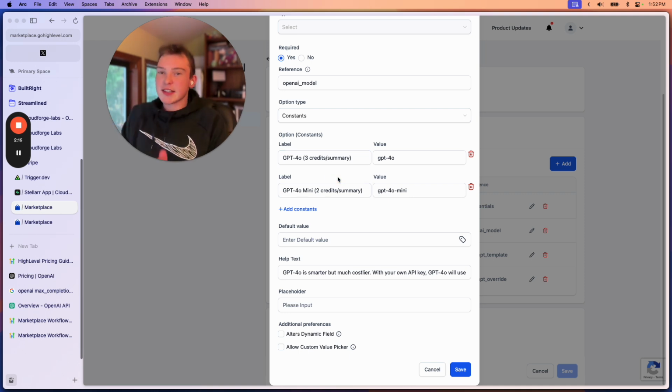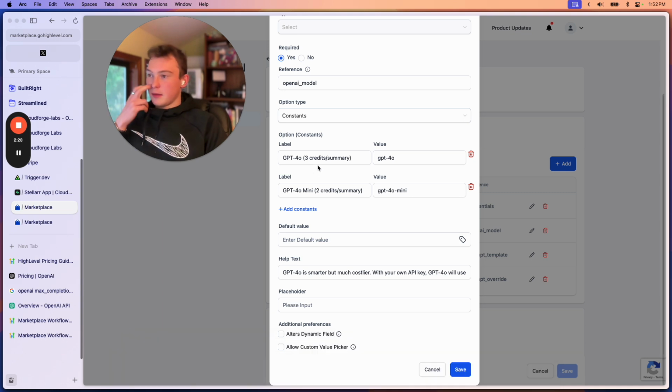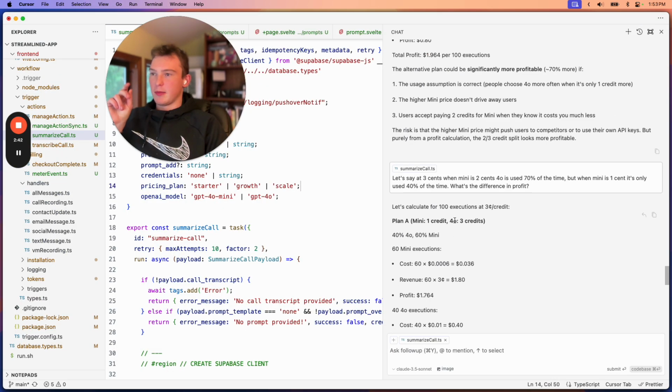But I think it's actually better to have GPT 4.0 cost 3 credits per summary, and mini cost 2 credits per summary. And that's because my assumption here is that if the cost of mini is only slightly lower than the cost of 4.0, more people will choose 4.0, and that will actually generate more profit.